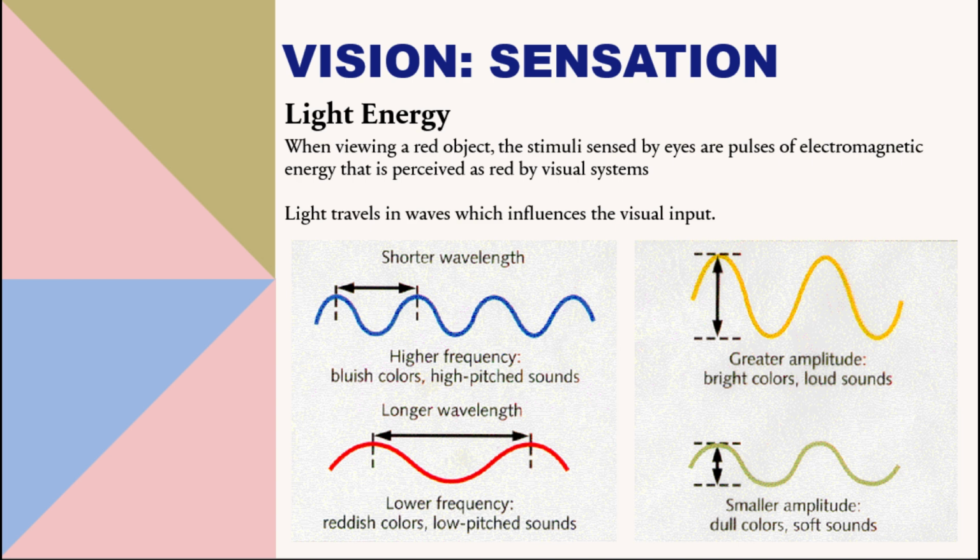When viewing a red object, the stimuli sensed by eyes are pulses of electromagnetic energy that is perceived as red by visual systems. Light travels in waves, which influences the visual input. Wavelength determines hue, the color we experience, such as the tulip's red petals or green leaves. A light wave's amplitude, or height, determines its intensity, the amount of energy the wave contains. Intensity influences brightness of color.